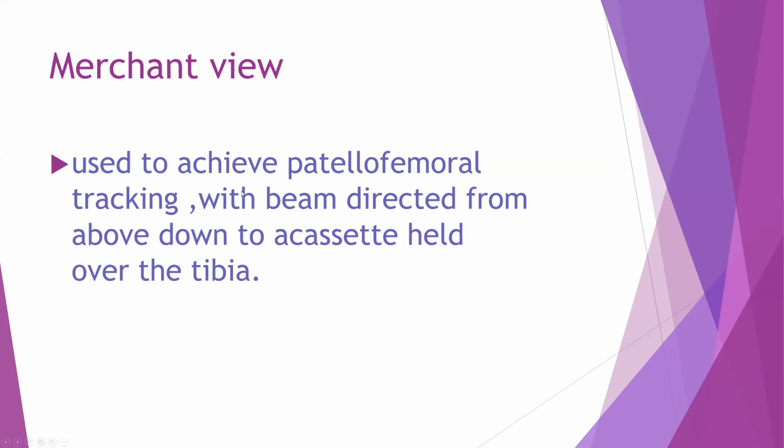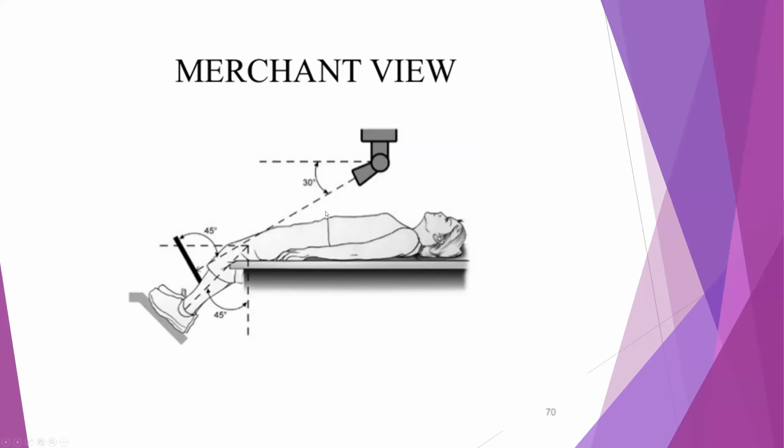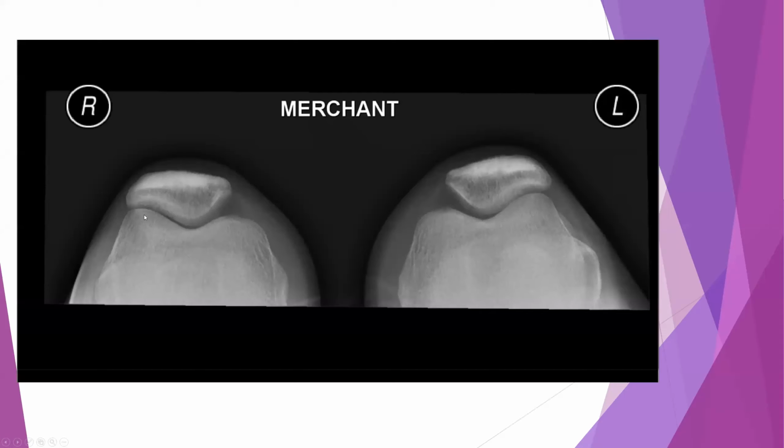Merchant view used to achieve patellofemoral tracking with the beam directed from above down to a cassette held over the tibia. This is the Merchant view, and the cassette here is at 45 degrees with the long axis of the leg, and the beam is directed to the patellofemoral joint from above downward. This is the right and the left knee joint by the Merchant view.